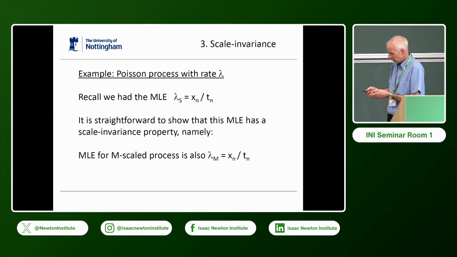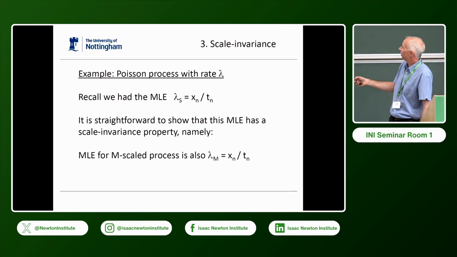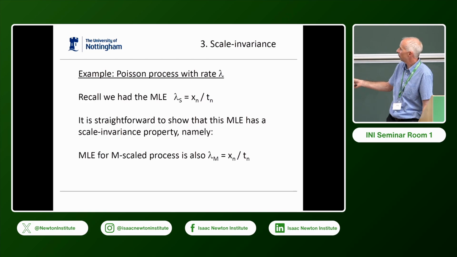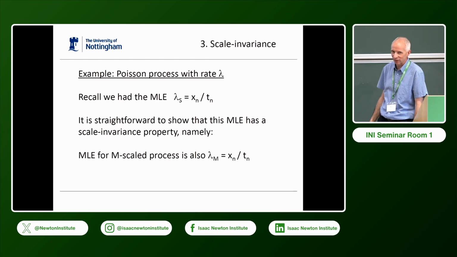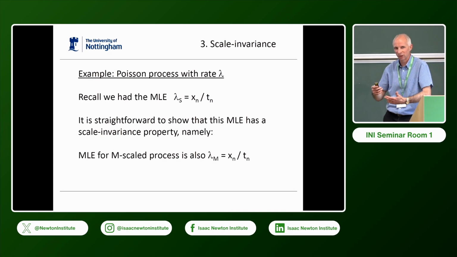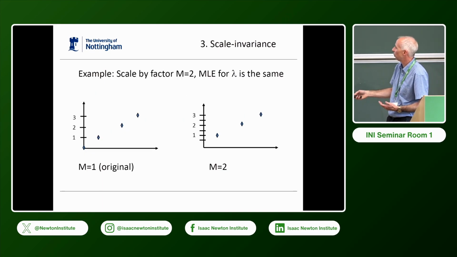If you go back to the Poisson process, recall that we had this MLE. You can show relatively easily that it has what I call a scale invariance property. This is the MLE we're talking about, not the process, which says that if the state space is scaled by a factor m, the MLE doesn't change. This begins to forge connections between the stochastic world and the deterministic world. Let me show you visually what that looks like.